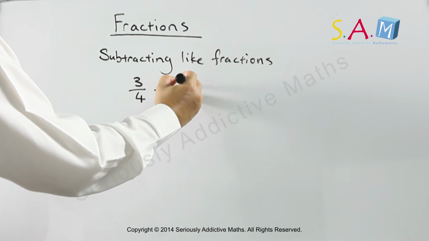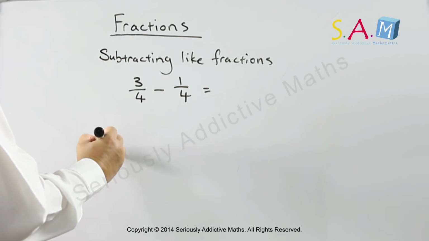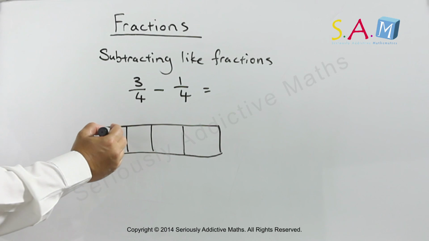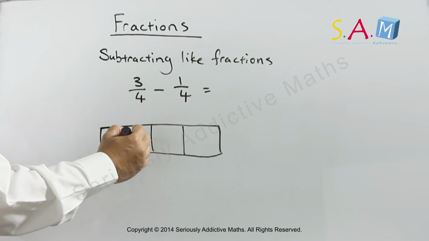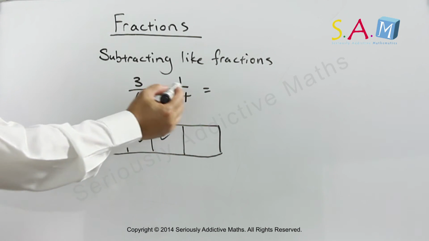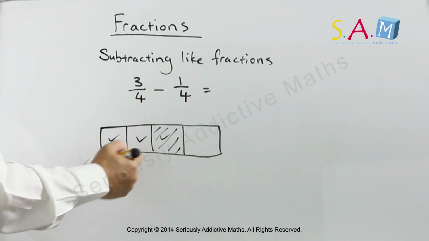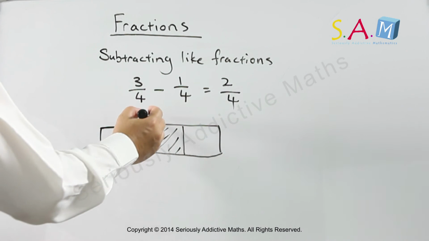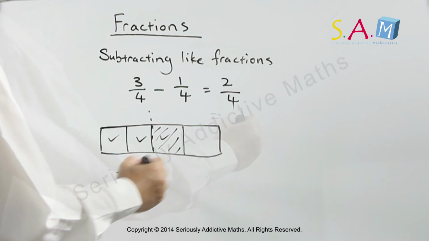3 quarters take away 1 quarter equals what? If we divide this into 4 parts, so if we have 3 quarters, 1, 2, 3, and we're going to take away 1 quarter, we have 2 out of 4. And 2 out of 4 is actually 1 out of 2.